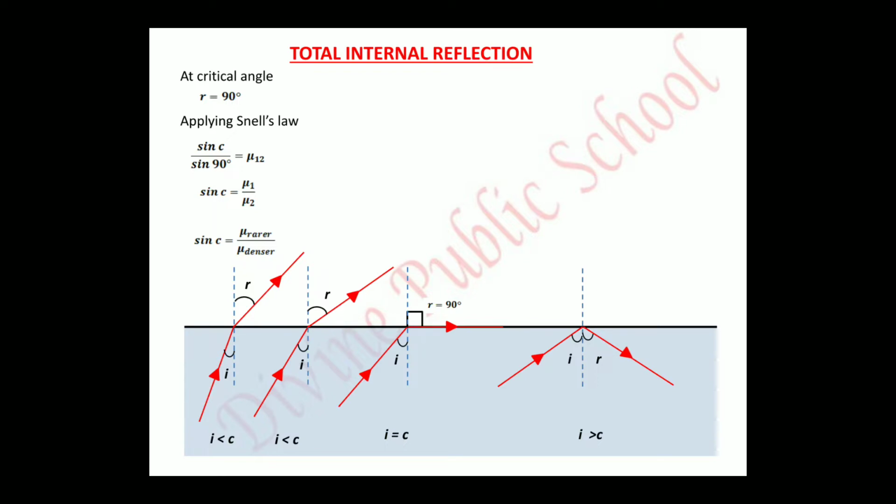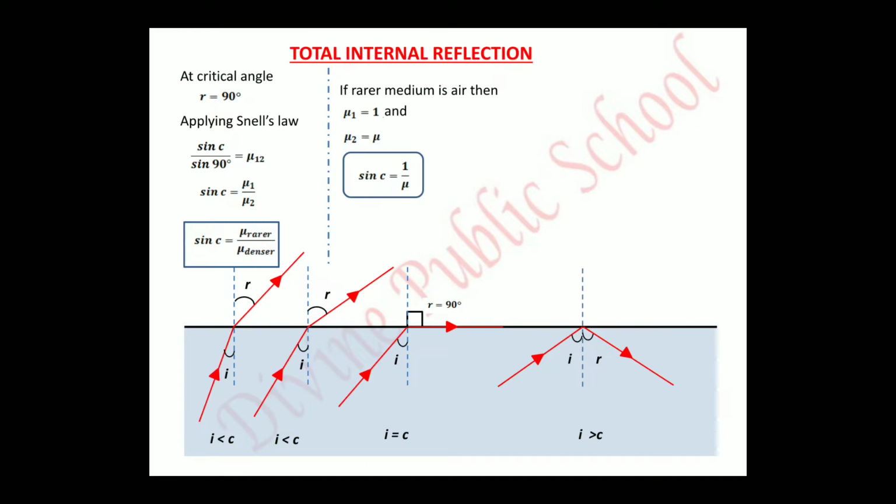Now what happens if the rarer medium is air? For air, the refractive index is 1, and therefore mu1 is equal to 1. So we write mu2 is equal to mu, and from the formula we have sin C is equal to 1 upon mu. This is another form of the general formula, but it is applicable only when the rarer medium is air. Suppose the ray of light is moving from water to air, then we can apply this formula.